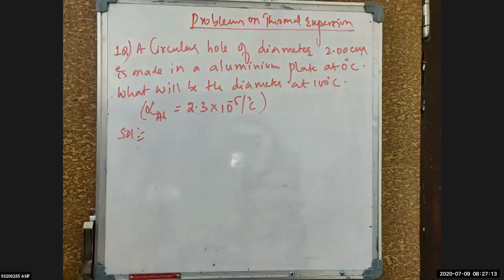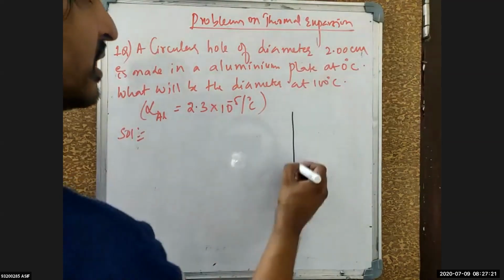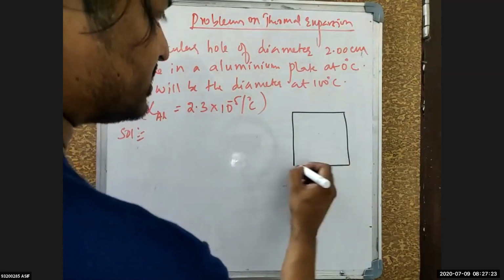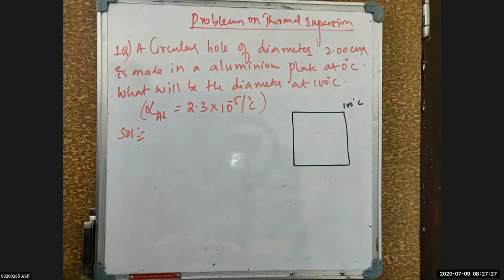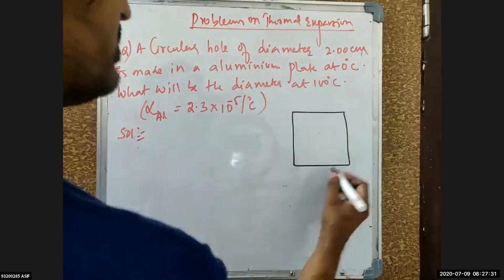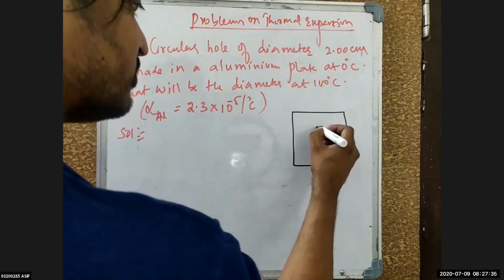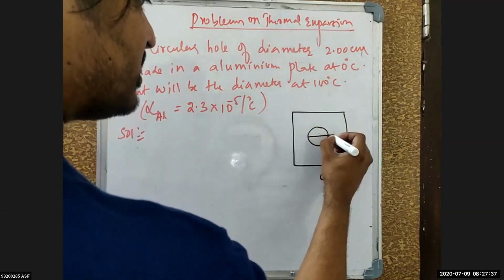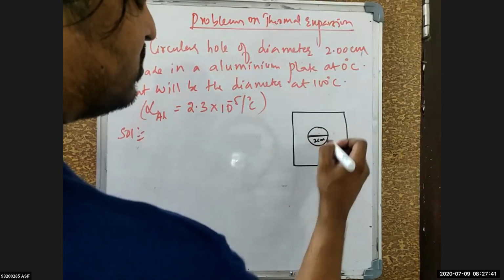Come on, try to do it out. A circular hole of diameter 2 centimeter is made in an aluminum plate. This is your aluminum plate. What will be the diameter at 100 degrees centigrade? Initially, when the plate is at 0 degrees centigrade, we are making a hole in this one, and the diameter of this is given as 2 centimeter.